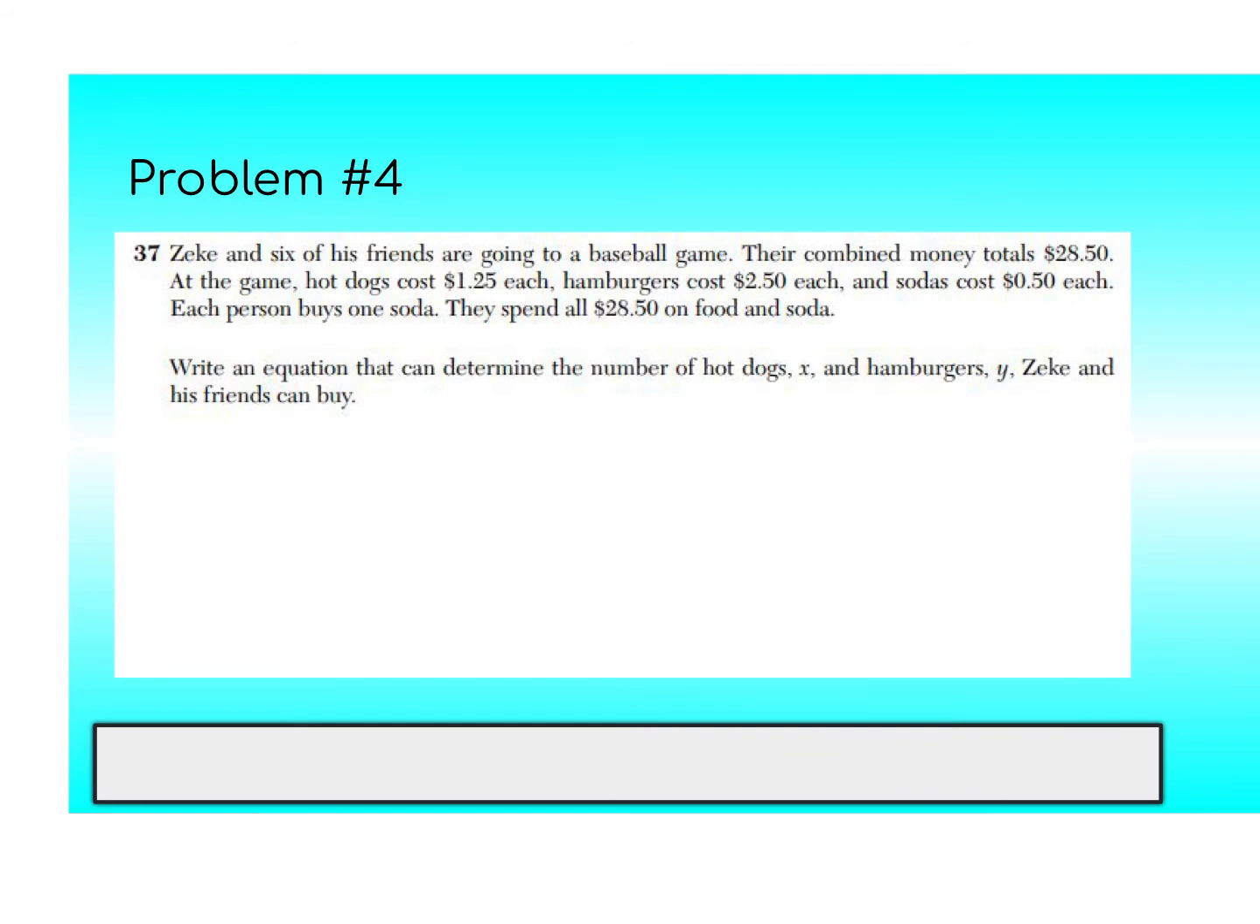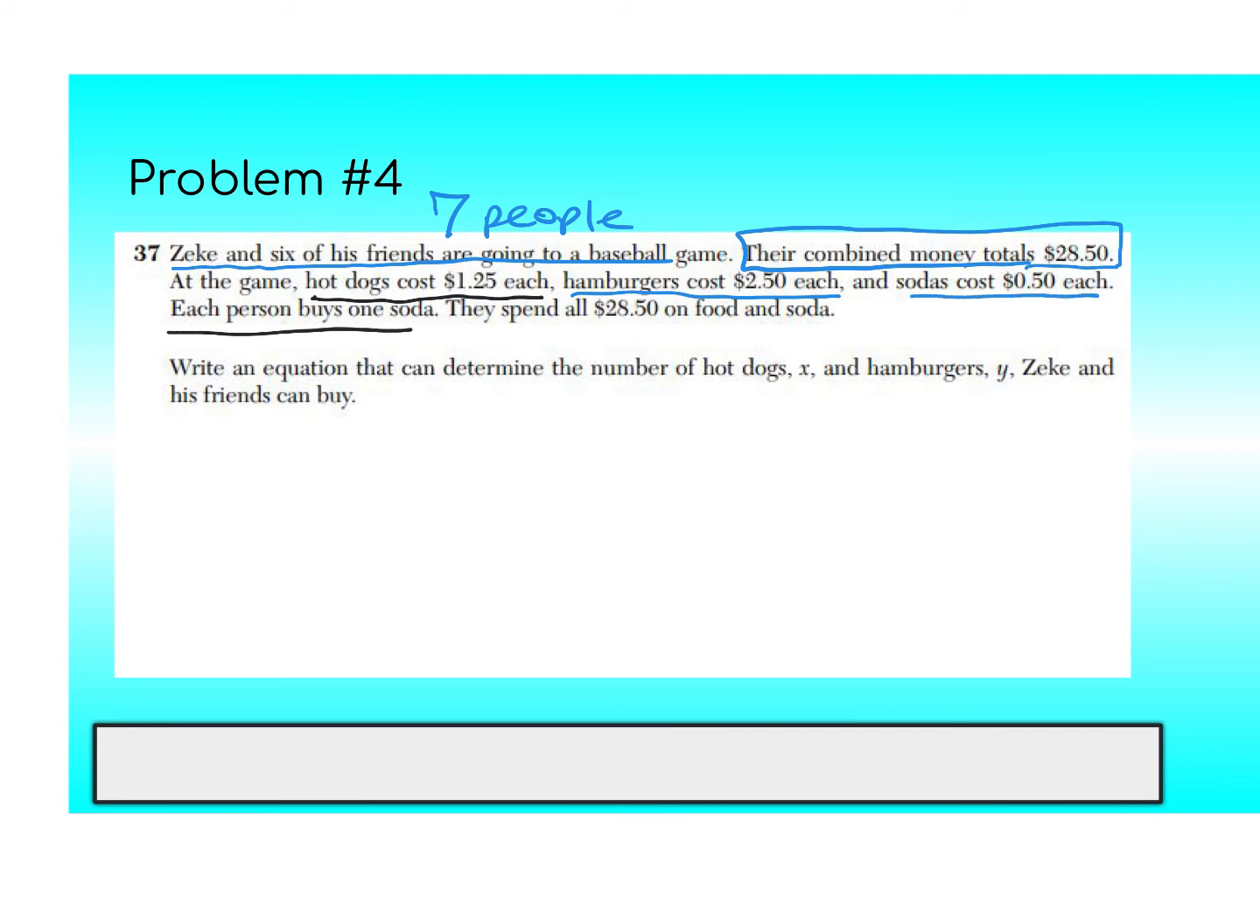Okay, for problem number 4, it says Zeke and 6 of his friends are going to a baseball game. So right now, make sure you realize that there are 7 people at this baseball game. You're counting Zeke plus 6 of his friends. Their combined money totals $28.50. So all 7 of them together spend $28.50. And at the game, hot dogs cost $1.25 each, hamburgers cost $2.50 each, and sodas are 50 cents each. This is another key piece. Each person buys 1 soda.